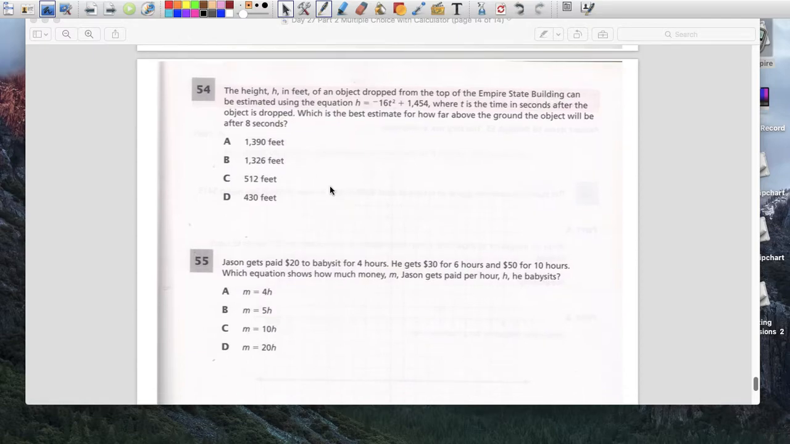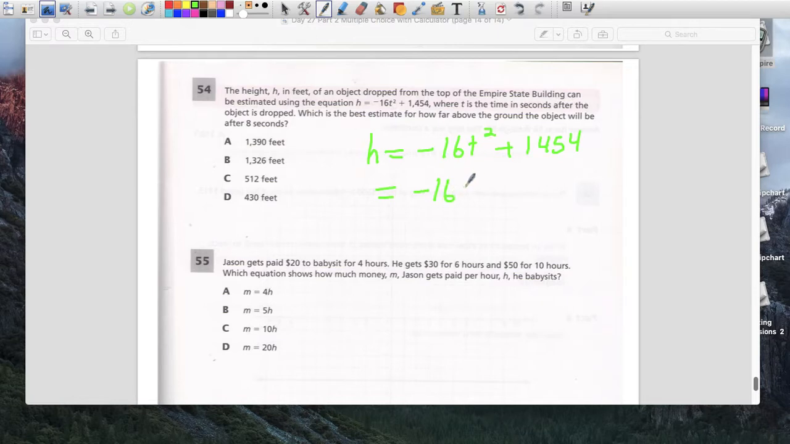54. Okay, 2 more. So, this has a negative number. I hate when they do this. T is the time in seconds after the object's drop, which tells how far above the ground the object will be after 8 seconds. So here's your formula. It's a nice physics formula. Negative 16 t to the second power, so we have times 8 to the second power, plus 1454. Hopefully you have a calculator.